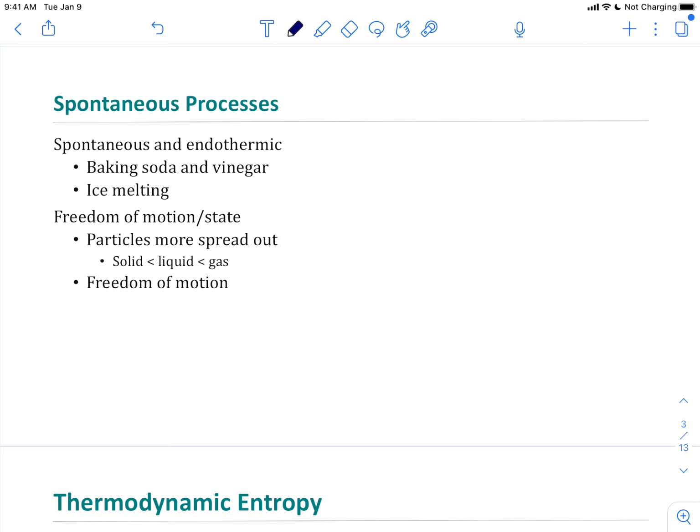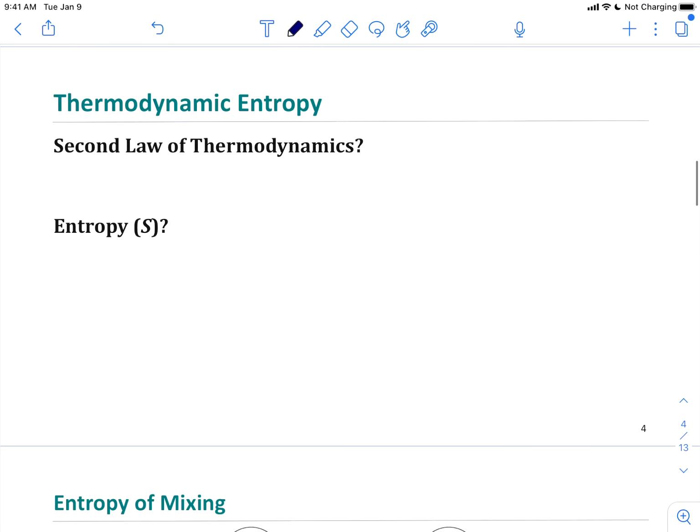Really, it is just the other energy associated with substances, not that which is actually in the bonds we're talking about, but kind of positional energy, translation, rotational energy related to motion. So we see the solid, liquid, gas increasing in motion, spreading out, more entropy. So that is this idea of thermodynamic entropy, and the second law of thermodynamics.